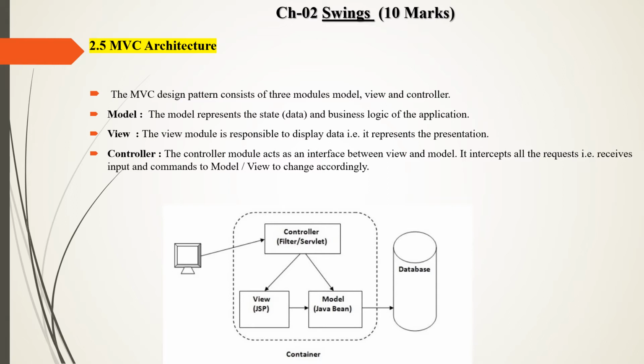View and model. Model simply means the data. View means the representation, and one system is connected to the controller. The controller manages the interface between view and model. It also requires some database. So this is a simple representation of MVC architecture.